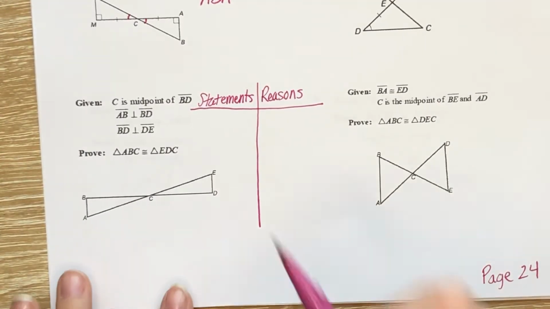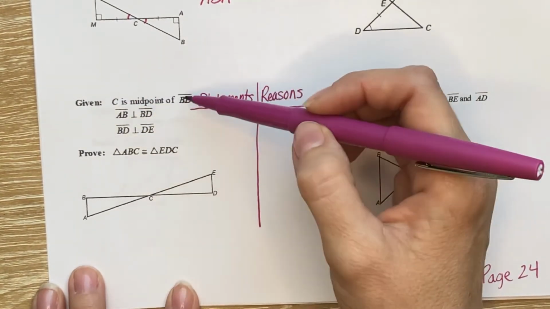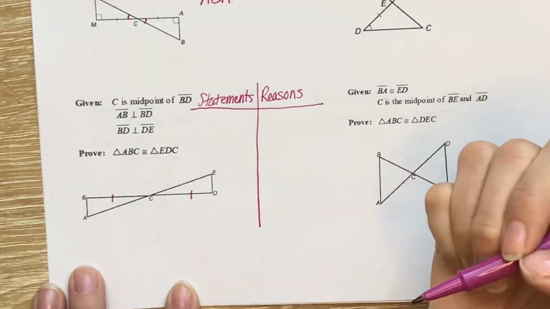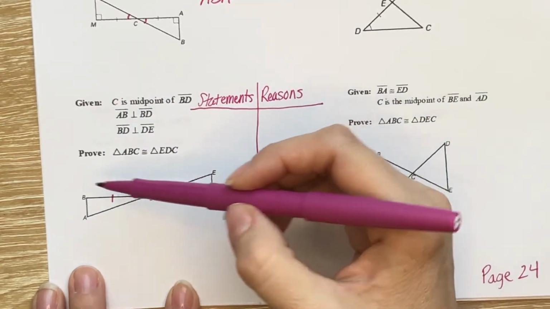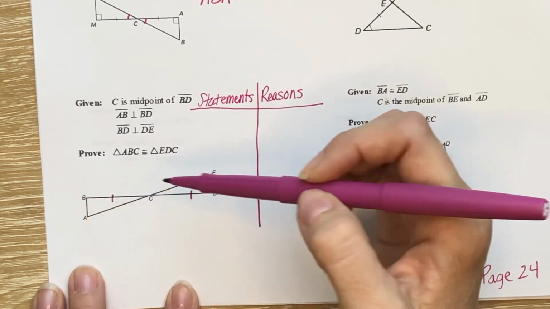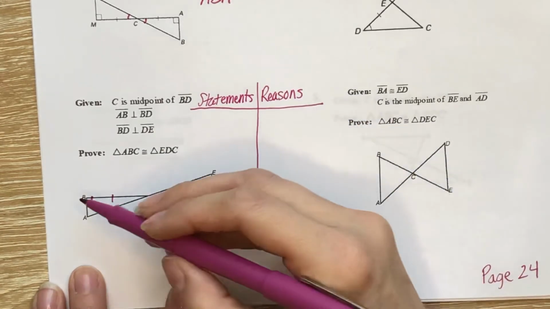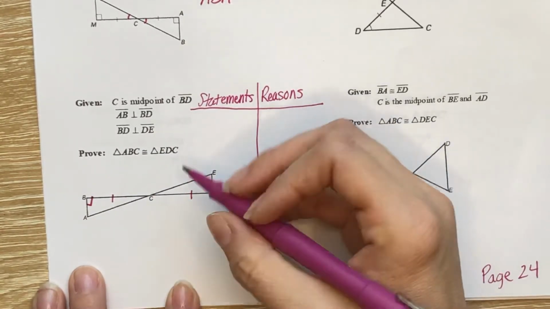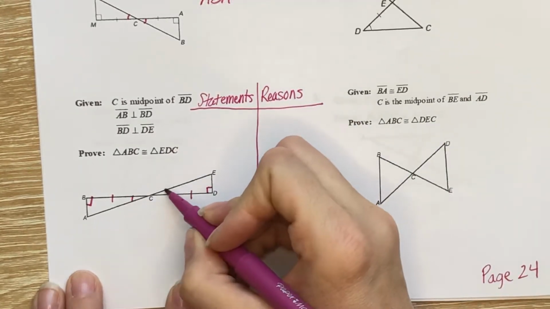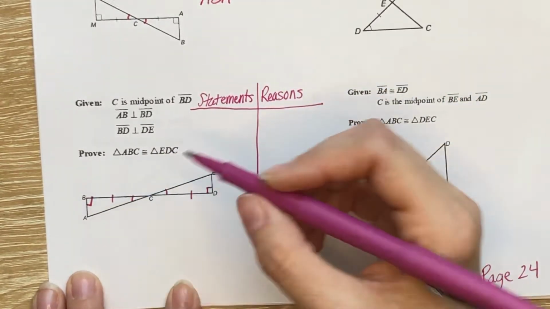So first of all, we're given the information that C is the midpoint of BD. That means this is congruent to this. We're given that AB is perpendicular to BD, so this is a right angle. And then BD is perpendicular to DE, so this is a right angle. And we can see that these are vertical angles right here. So we have angle, side, angle. Let's go through and list that information out.